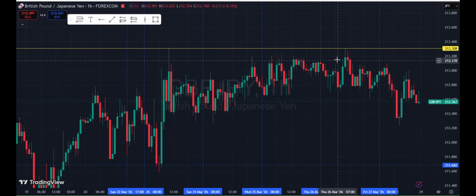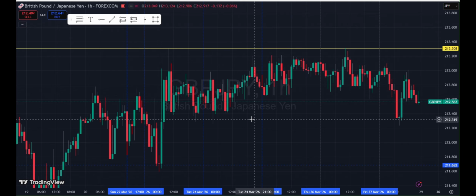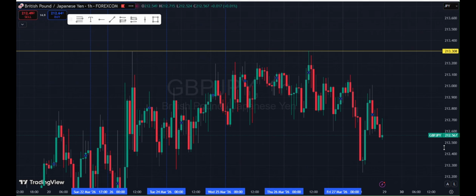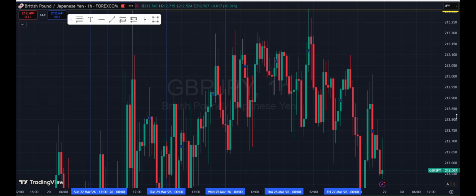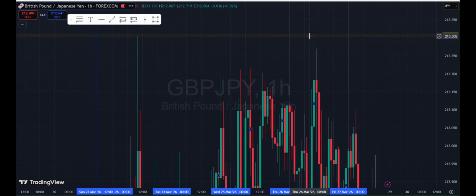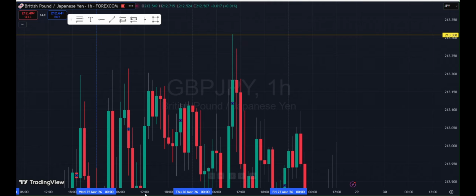So price went up and hit. If you check here, price took out liquidity on Thursday. It's just a little liquidity. That liquidity was on the weekly time frame. Price took out that liquidity and reversed. So for this particular pair, you can see it took out the liquidity here. If you look at it very well, it took out the liquidity and reversed.